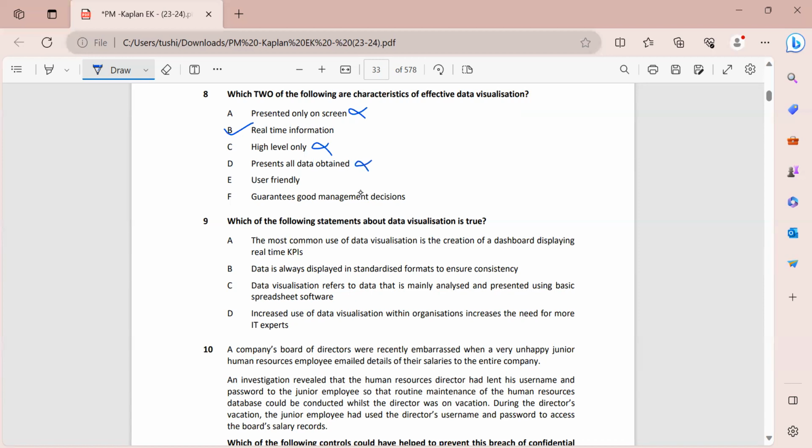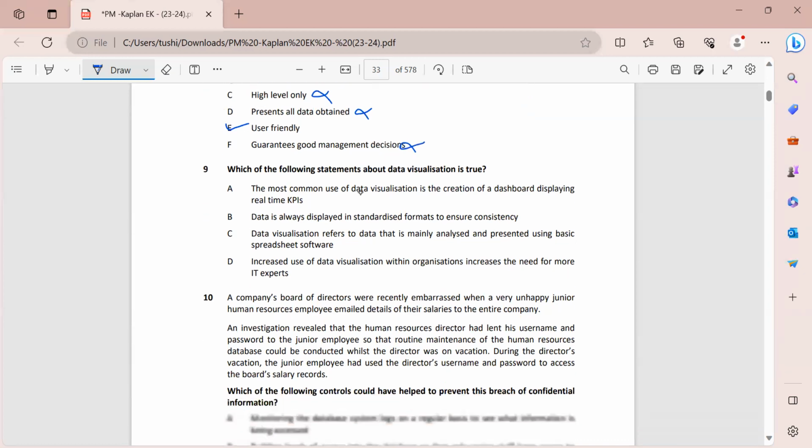Then user-friendly, definitely yes. Whenever you are visualizing the data, you make it user-friendly so that it actually achieves the purpose of visualizing that data. Now, guarantees good management decision? No, this is definitely not right because nothing can guarantee that you will be taking good decisions.